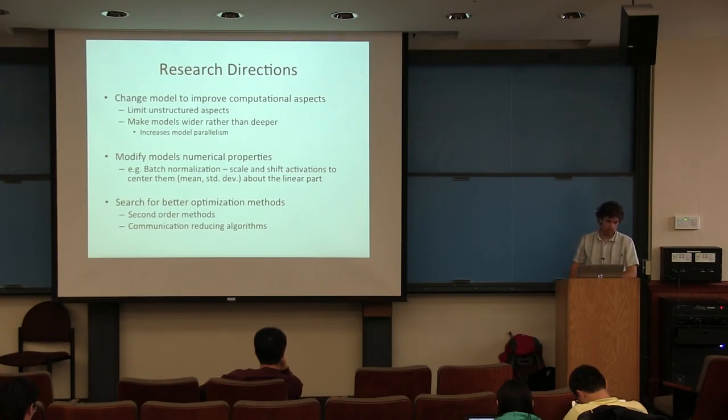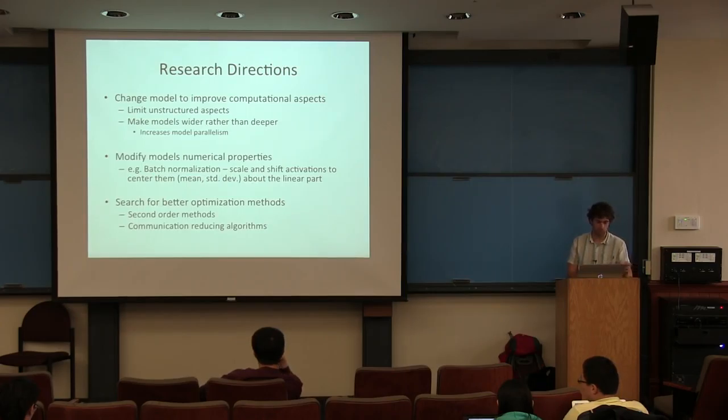And the other thing is just to search for better optimization methods. In the back of people's minds, there's always second order optimization schemes. How can we use those? Because those introduce more opportunities for producing faster codes.